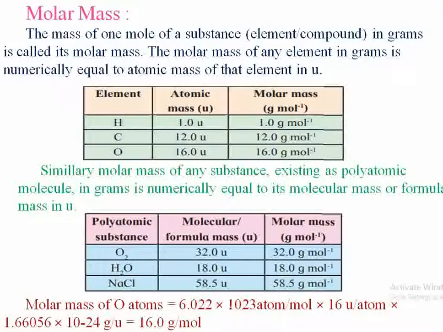Next is molar mass. The mass of 1 mole of a substance in grams is called its molar mass. Molecular mass is the average sum of the atomic masses of the atoms present in that molecule, considered relative to 1/12 the mass of a carbon-12 atom. And molar mass is the mass of 1 mole of the substance in grams.